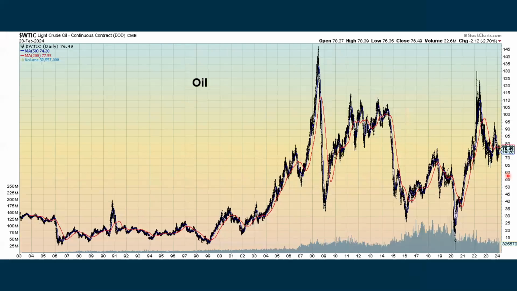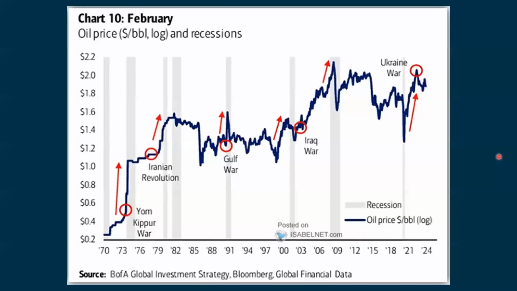a bit lately. Here's oil, which has an impact on all of us. We're still right in the 70 range right here. It's been really choppy lately. When we saw this thrust up here, up to 95, that's when things started to break out in Israel. Since that time, we've been falling back.